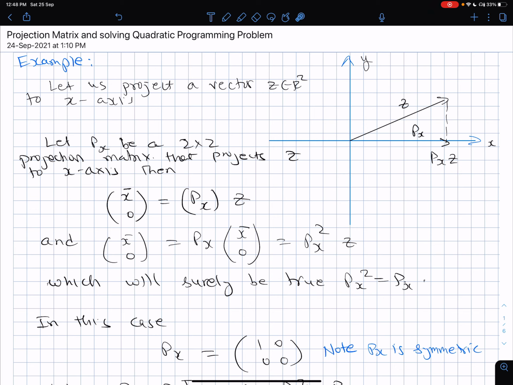So now what does the projection do here in this simple example of projection? If x bar, y bar is the coordinate of this z vector, then after projection you are going to get x bar and 0. The y coordinate will become 0 because you have projected it onto the x-axis. So therefore x bar, 0 will be equal to Px times z.